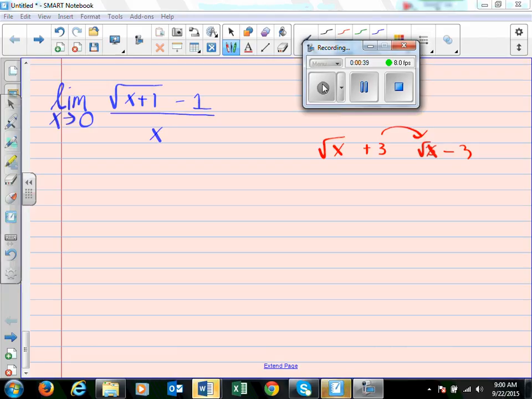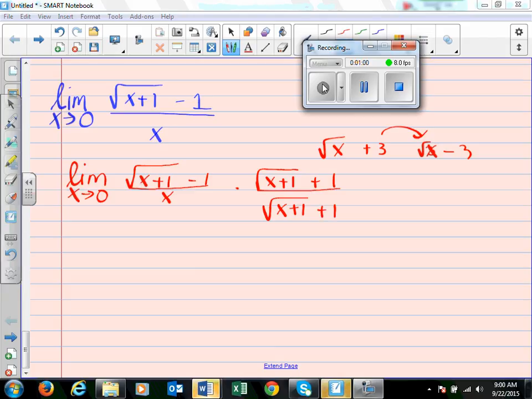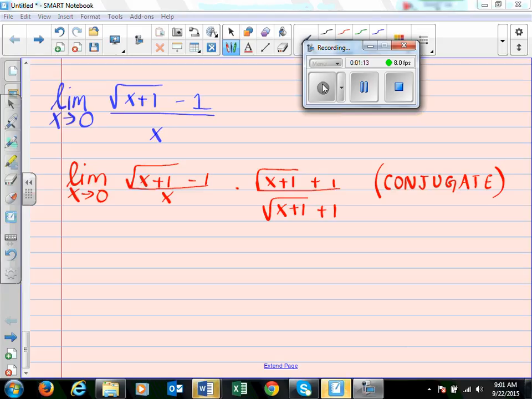Yeah. So now this step, you're going to do limit x approaching 0, square root of x plus 1 minus 1 divided by x, times, we multiply and divide by its conjugate. So that's the first step. You see the square root, you multiply and divide by the conjugate. So from here, where do we go next?